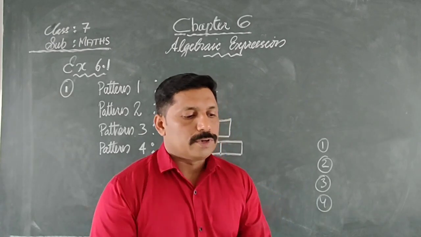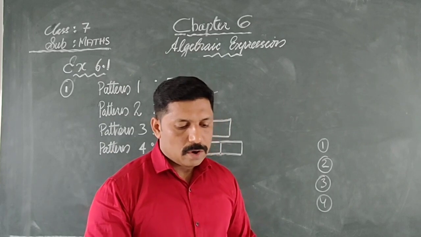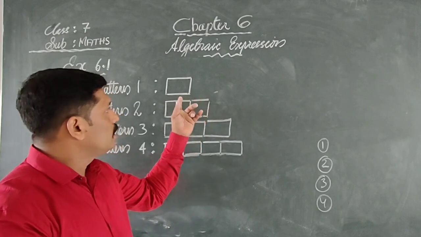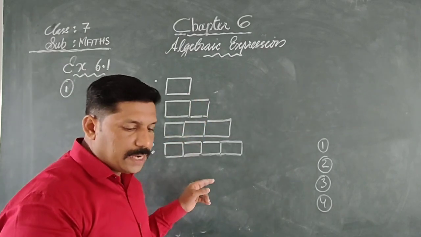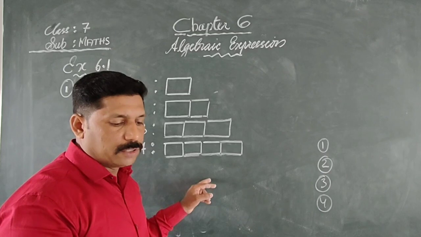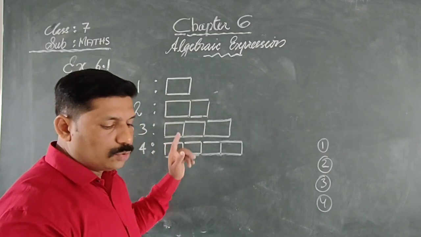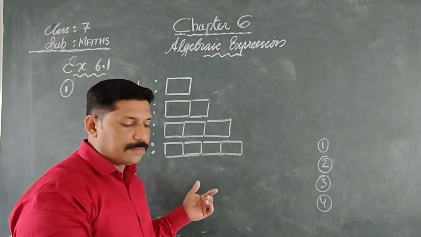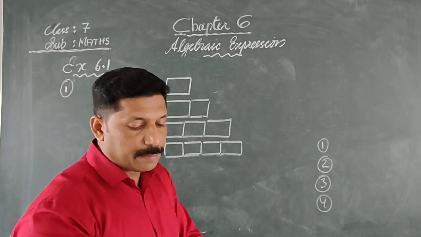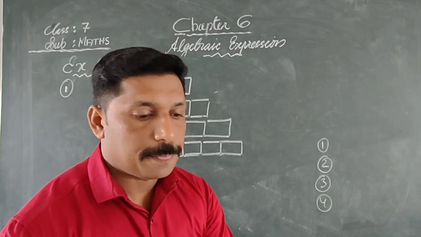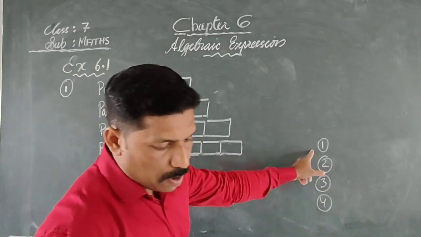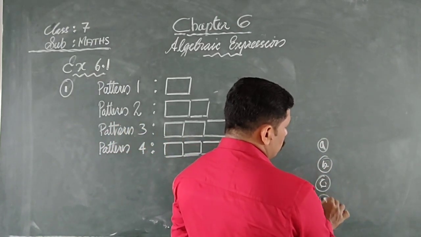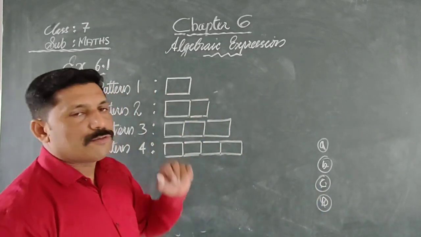Exercise 6.1, first question. A pattern is given. Observe the following pattern made of line segments. Here are some patterns made up of line segments, and we answer the following questions. We can see pattern 1, pattern 2, pattern 3, and pattern 4. I have drawn the patterns here. The first question is: what is the number of line segments used to make one pattern?